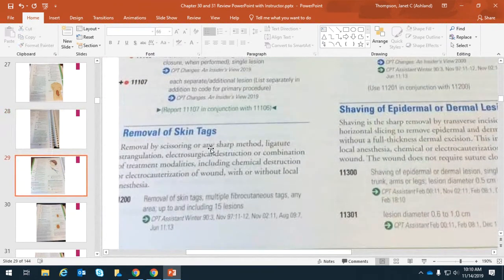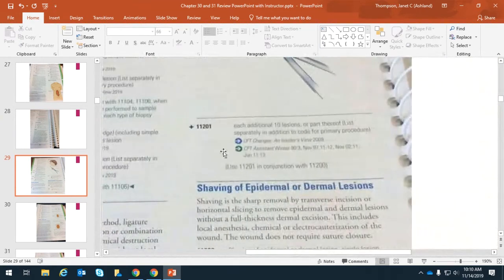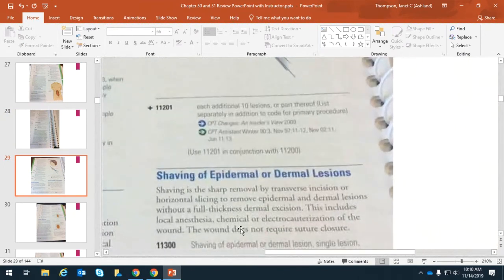Removal of skin tags starts with code 11200. I believe you're going to see this on the exam, but that's okay. These are easy. So this code, 11200, is removal of skin tags, up to 15 lesions. And then we see over here an add-on code for this section, 11201, each additional 10 lesions or part thereof. So if I had 18 lesions, I could still code the first code, 11200, and then add the add-on code. That's capturing the extra work that I'm doing, so we're getting reimbursed.